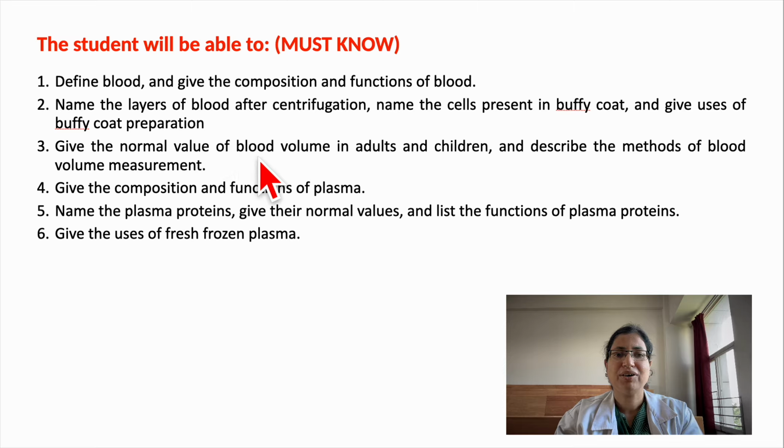Give the normal value of blood volume in adults and children, and describe the methods of blood volume measurement. Give the composition and function of plasma, name the plasma proteins, give their normal values, and list the functions of plasma proteins. There is also a short note on this topic: name the plasma proteins, give their normal values, list the functions of plasma proteins, and give the uses of fresh frozen plasma. So next slide.